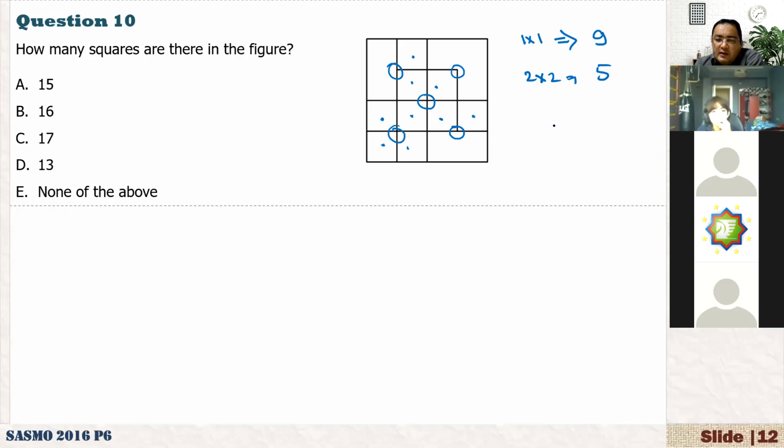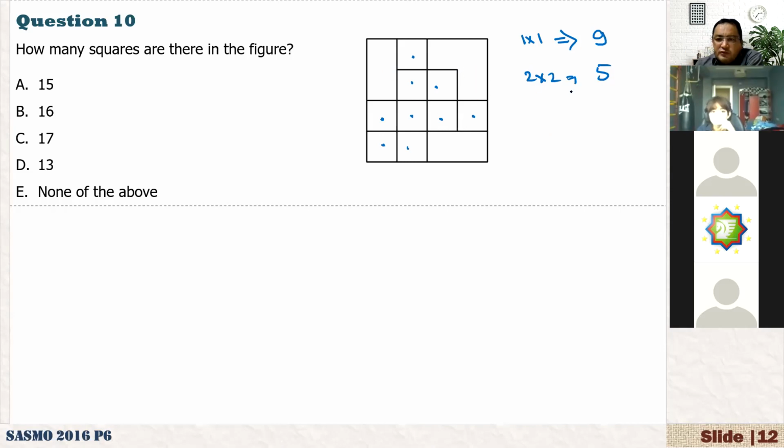Okay. And I think, Ismail, your answer is wrong. Did you see that we have 5 2 by 2 squares, right? Ismail, is it correct? Can you see them, Ismail? Anyway, we have 5 2 by 2 squares.